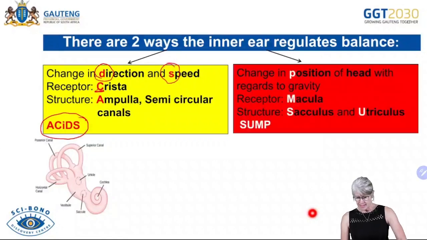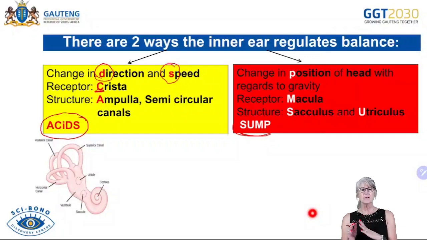Whereas SUMP is the word that we use for the sacculus and utriculus, so the S and the U, they have maculae in them. Those are the receptors there, and they are sensitive to the position of your head with regard to gravity. So when that changes, they ensure that balance is maintained so that you don't actually fall over.